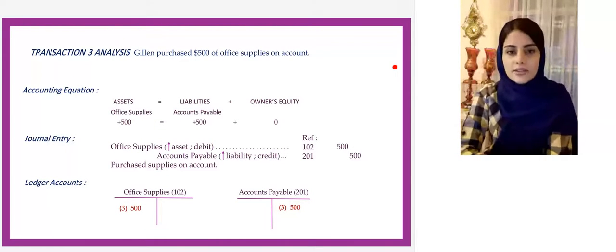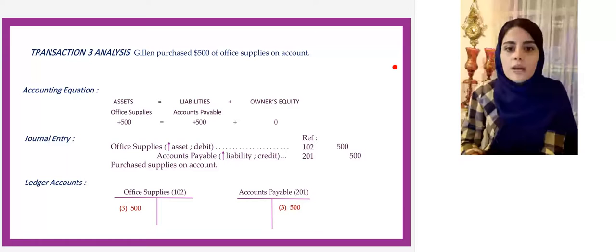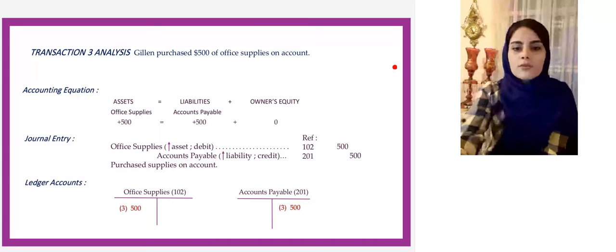The next transaction says that Gillen purchased $500 of office supplies on account. The accounts involved are office supplies and accounts payable. Both of them increased by $500. So we should debit office supplies $500 and credit accounts payable $500. The explanation is purchase supplies on account. And immediately we should post the $500 to the ledger or T accounts.